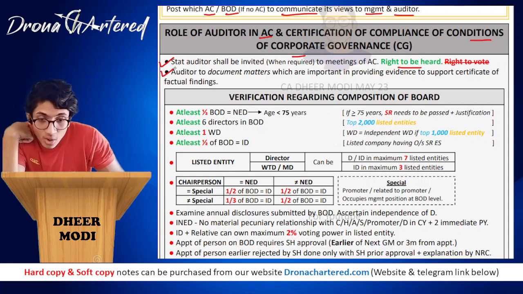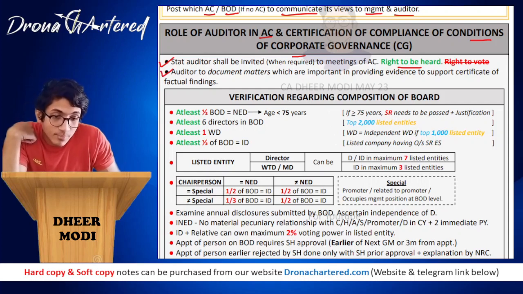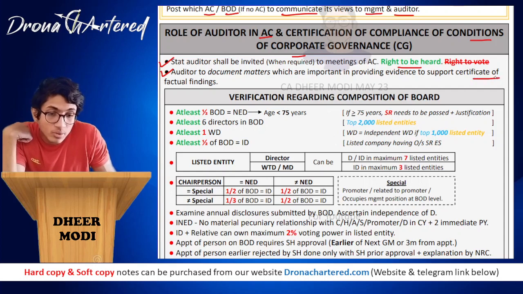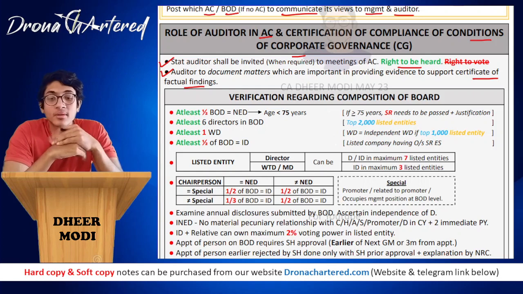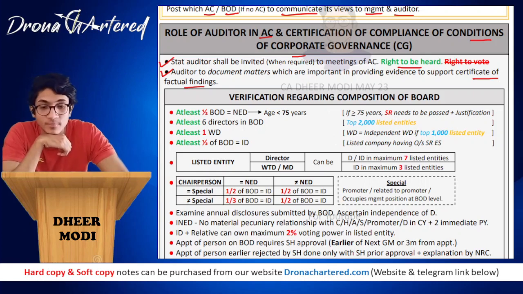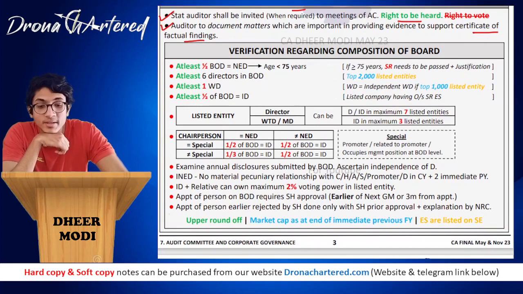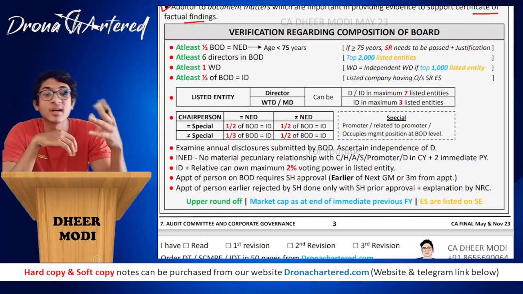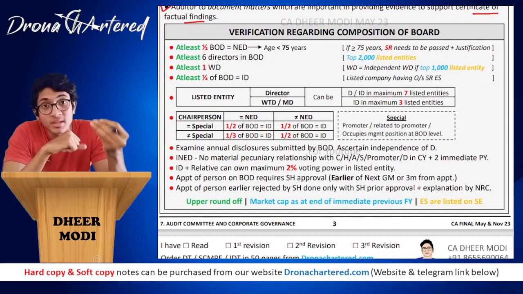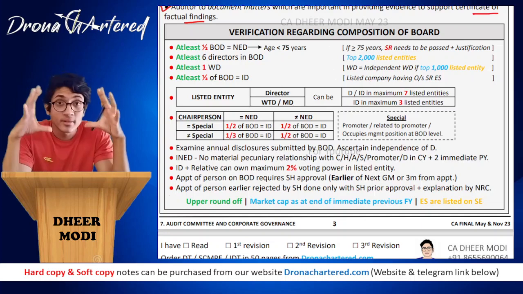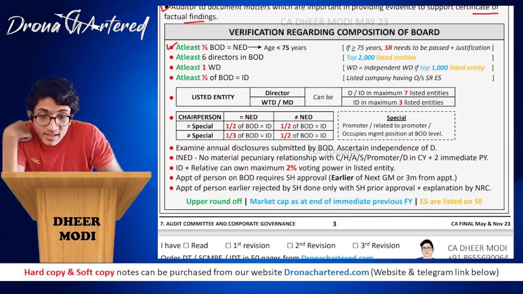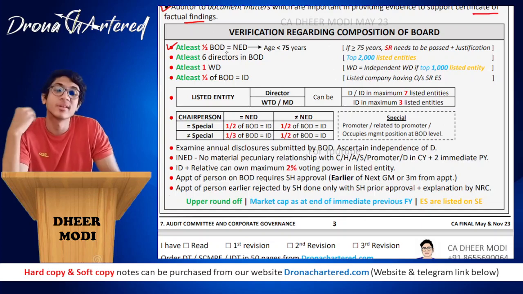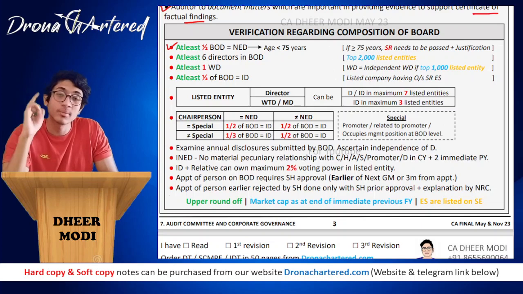Then next is auditor to document matters which are important in providing evidence to support the certificate of actual findings. Of course, he is the person who will be giving the other documentation. Now your very important part in this chapter is verification regarding composition of board. So there are some things that the auditor has to check, that is whether the composition of board is being followed or not. First, at least half of the board of directors shall be non-executive directors.